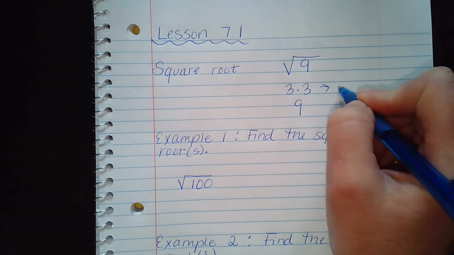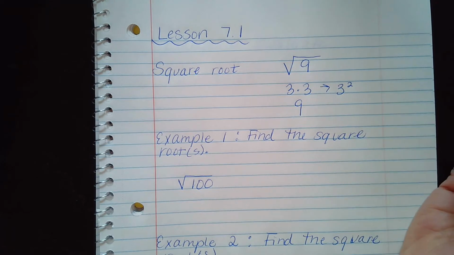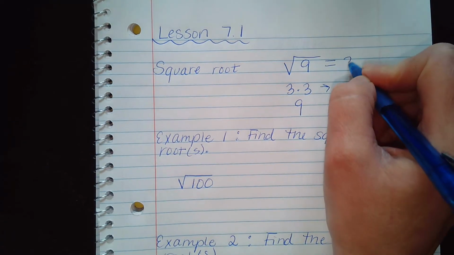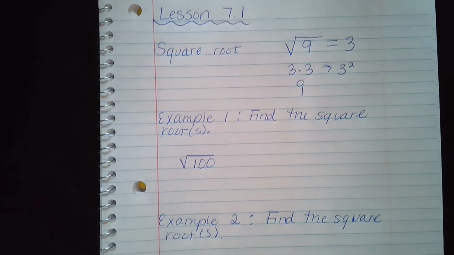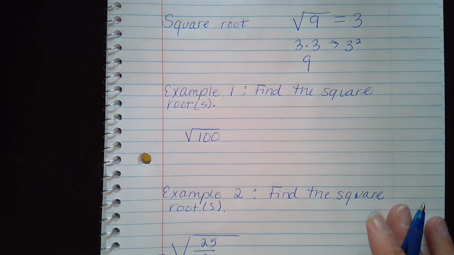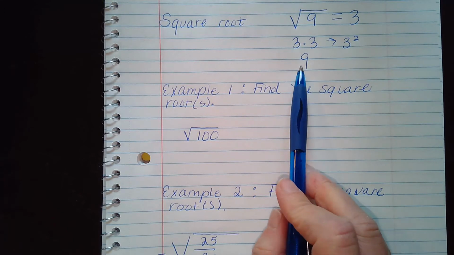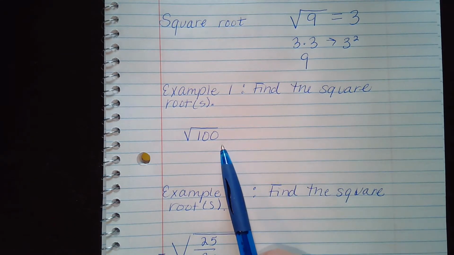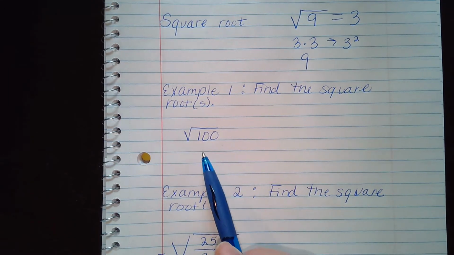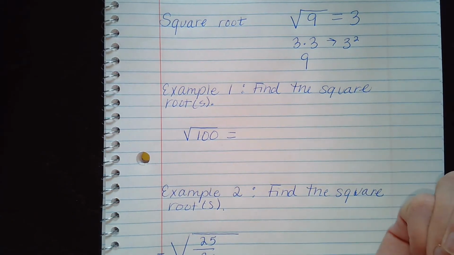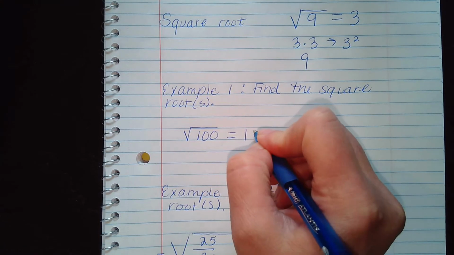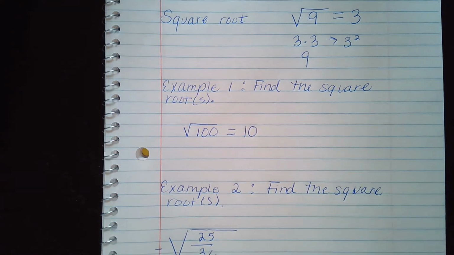Remember, you could write 3 times 3 as 3 squared. So we can say that the root of 9 is 3. You can use calculators to help you, and sometimes they are very nice whole number perfect squares that you probably already know. For example, the square root of 100. Well, because 10 times 10 is 100, the root of 100 is just 10.